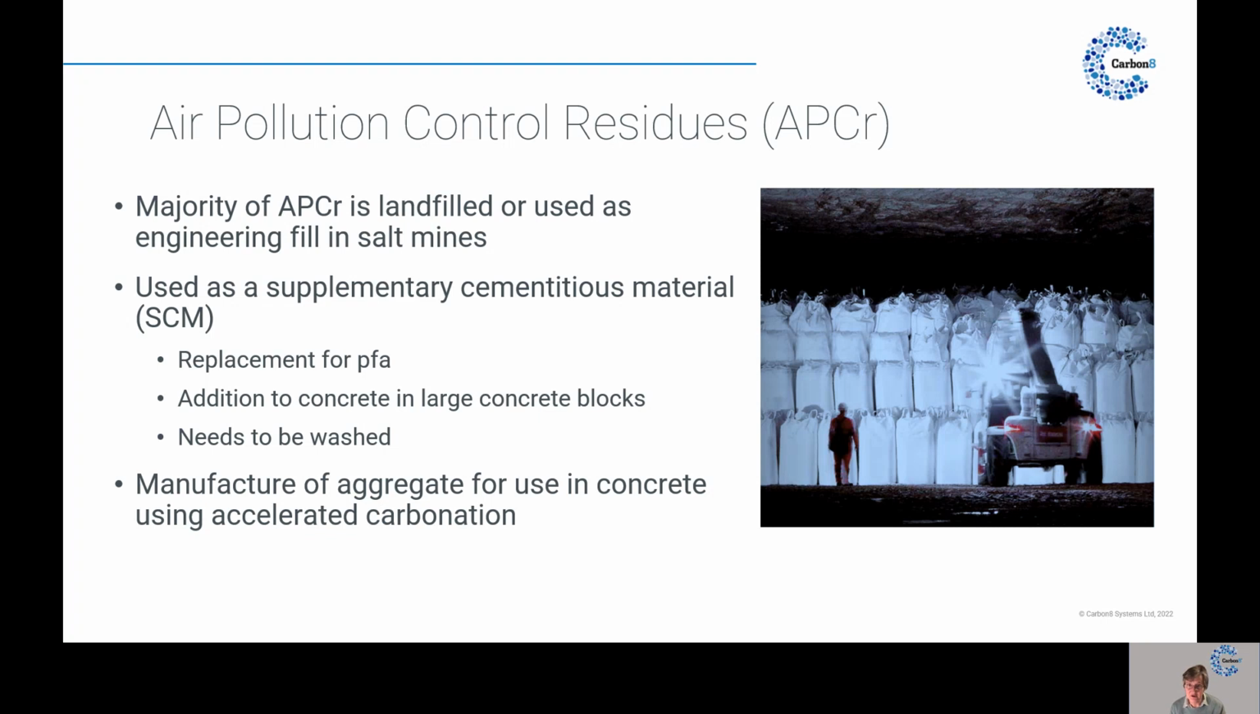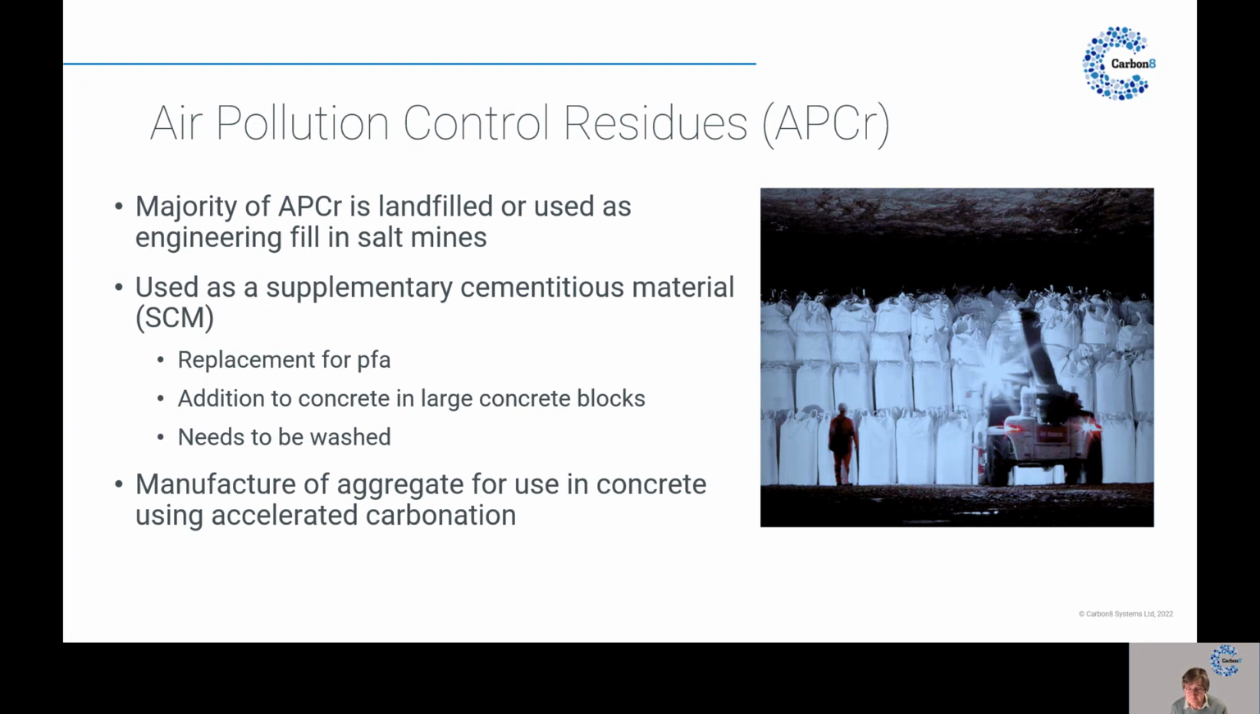Compared with bottom ash, APCR is produced in much smaller quantities. So for each ton of waste burnt, between 15 and 40 kilos of APCR is produced. Unfortunately, it's classified as a hazardous waste, primarily because of the high pH as a result of the lime, but also because of its content of heavy metals, principally lead, nickel or zinc. And because of its hazardous nature, across the world, the majority of APCR is landfilled.